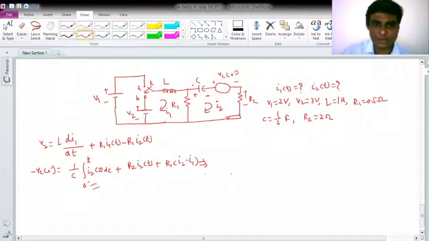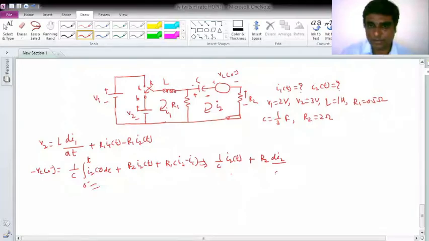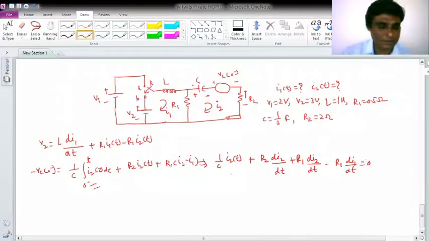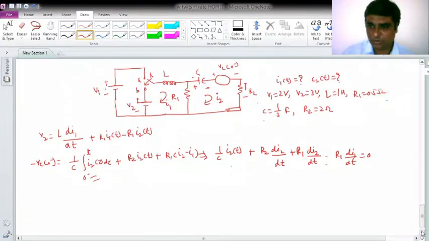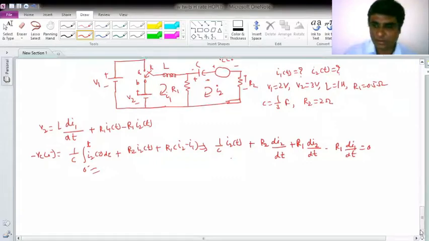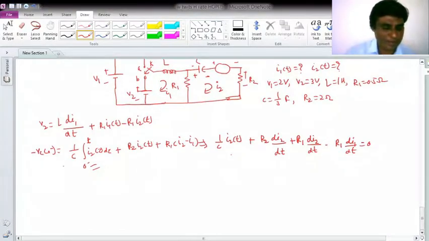So it will be I1 over C, I2t, plus R2 di2 by dt, plus R1 di2 by dt minus R1 di1 by dt, which is equal to 0. Okay, now let us rewrite it properly.